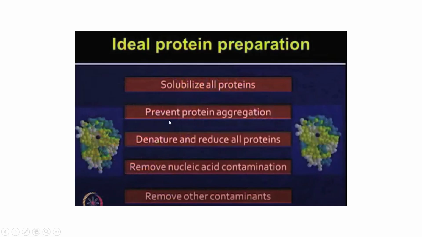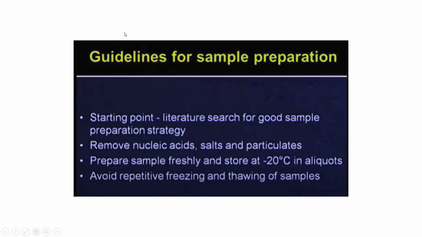You need to solubilize it. You need to make sure you prevent aggregation. You need to denature and reduce all proteins so that you can analyze them, remove all the nucleic acid contamination, and remove other contaminants like lipids, carbohydrates, etc., or salts which might be present in the buffer. All those need to be removed. So you need to remove nucleic acid and salt.